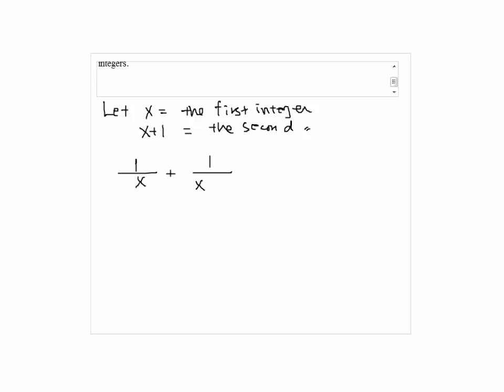The sum of the reciprocals of two consecutive integers is 15 over 56. Find the two integers. So we let x be the first integer. Then x plus 1 will be the consecutive second integer. The sum of reciprocals of these two integers will be 1 over x plus 1 over x plus 1. And that is equal to 15 over 56.